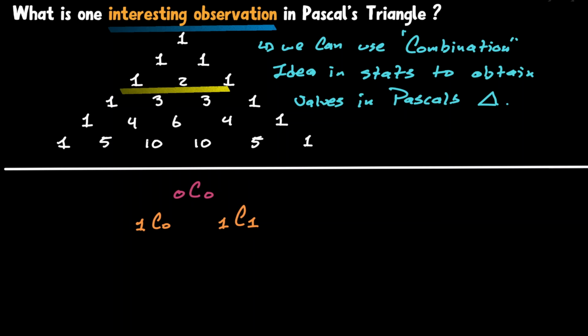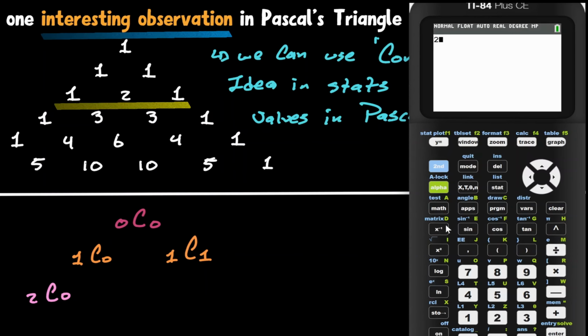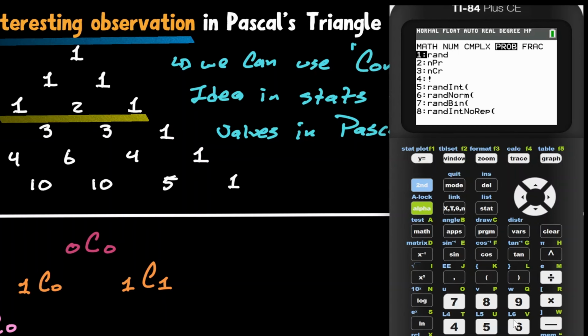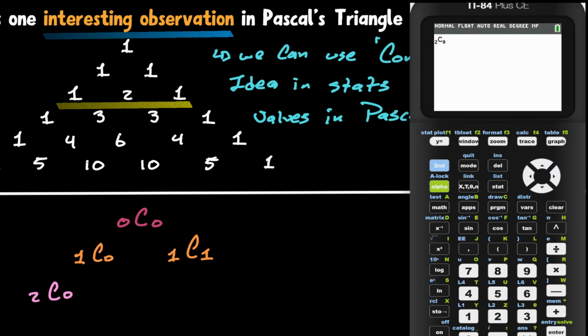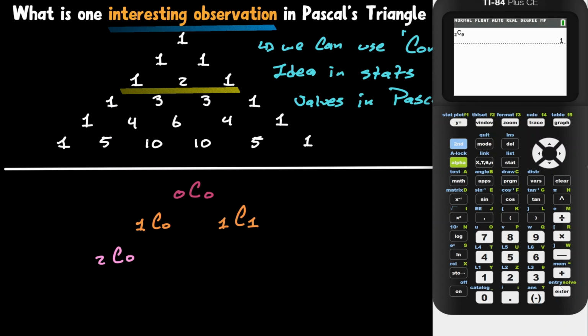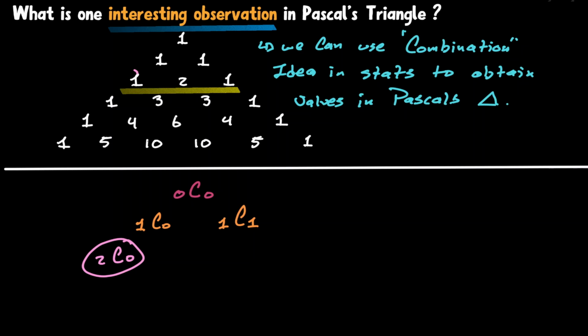So now let's go to the next level. And now let's find the value of 2 combination 0. 2 combination 0. That is equivalent to 1. And notice that this computation gives us this value that we had in Pascal triangle. Let's move on to the next value.